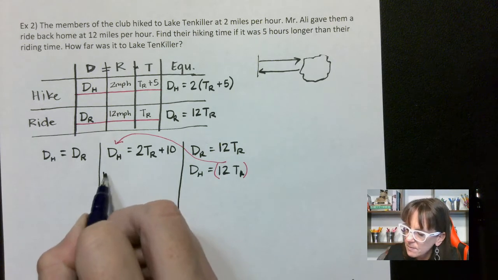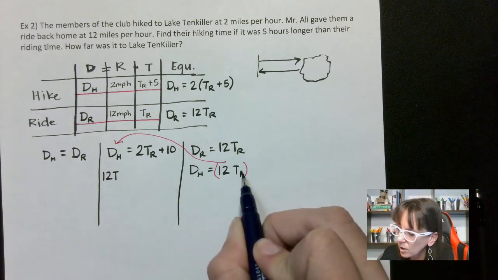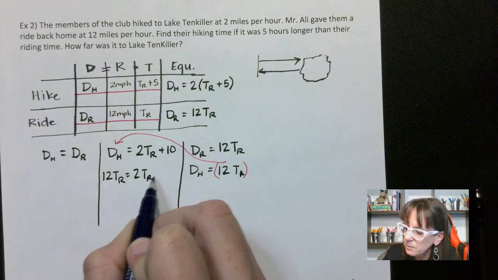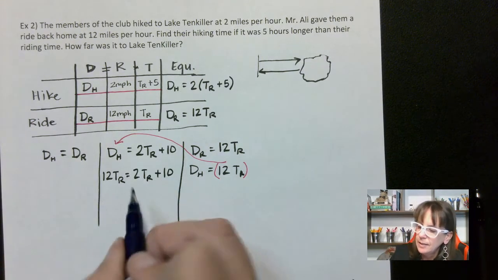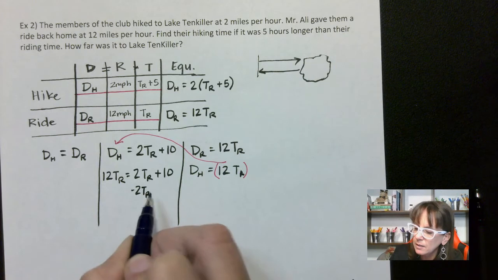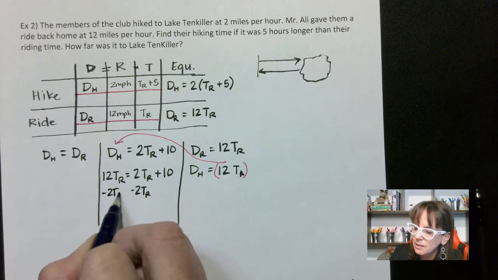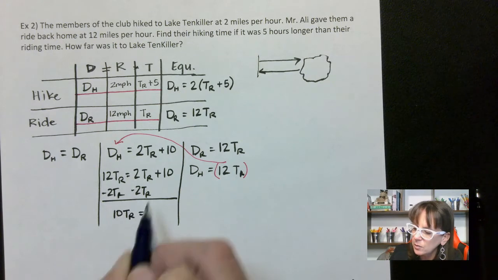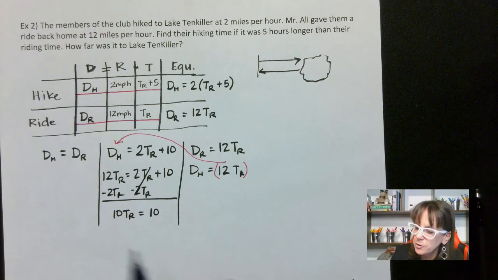So now I have 12TR equals 2TR plus 10. Subtract 2TR from both sides, and I get 10TR equals 10. Divide both sides by 10, and you get TR equals 1.